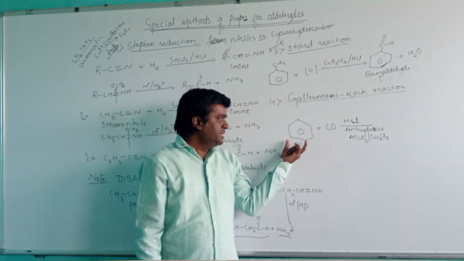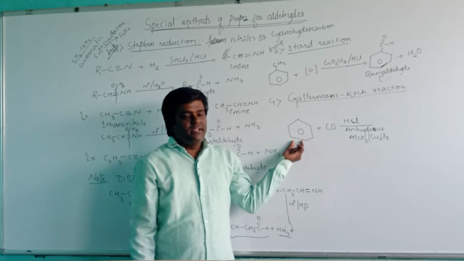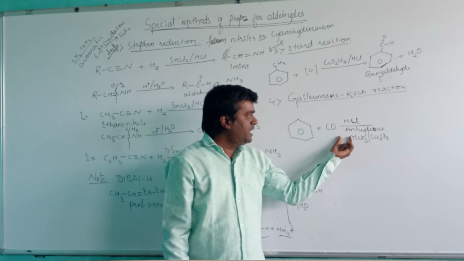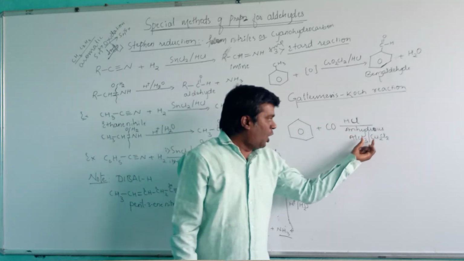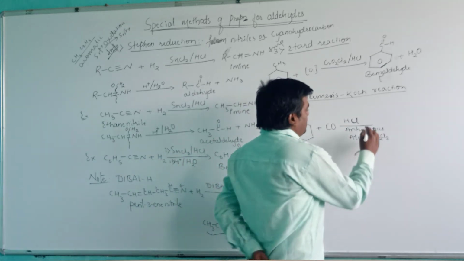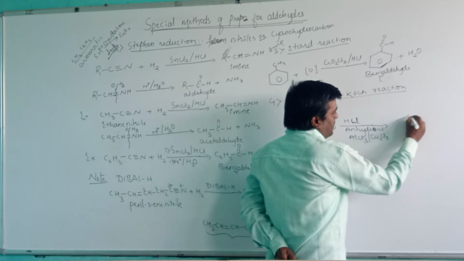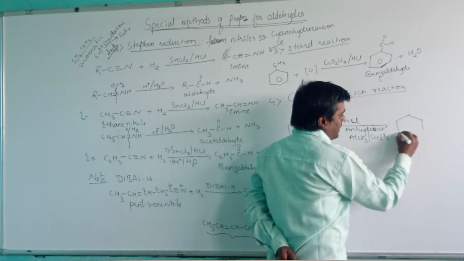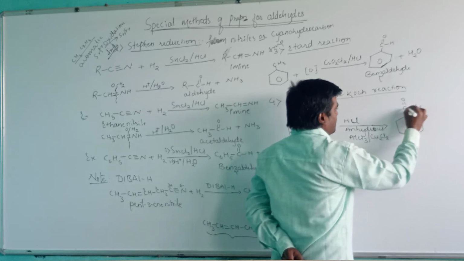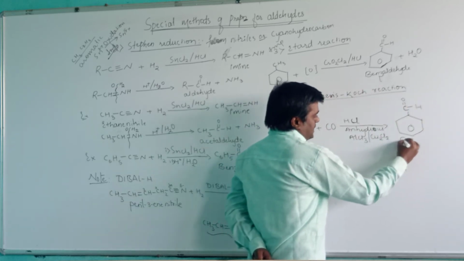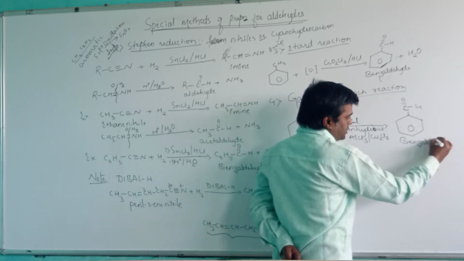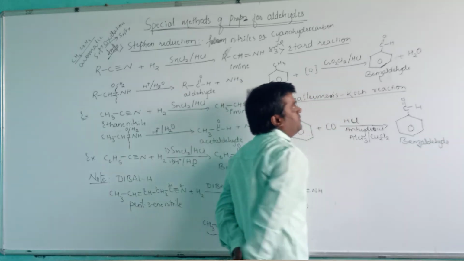Once again I am repeating here. Benzene when reacted with carbon monoxide and hydrochloric acid in the presence of anhydrous AlCl3 or Cu2Cl2, that is cuprous chloride, then it will give the aldehyde, that is benzaldehyde, with CHO as the group. These four methods are the special methods for the preparation of an aldehyde.